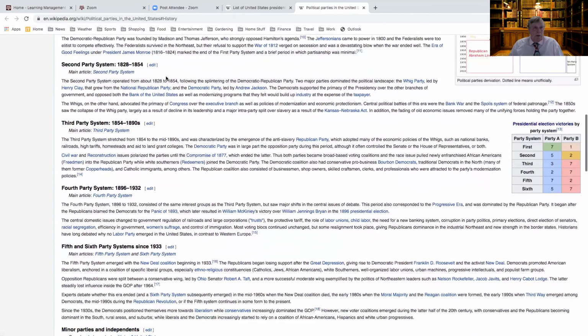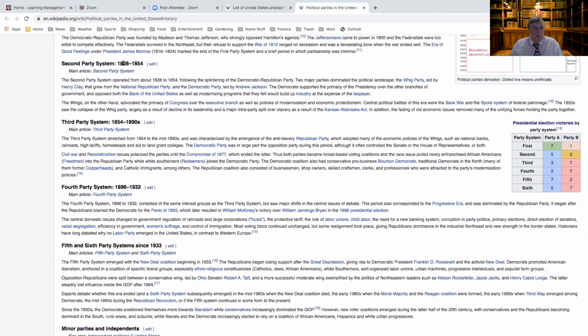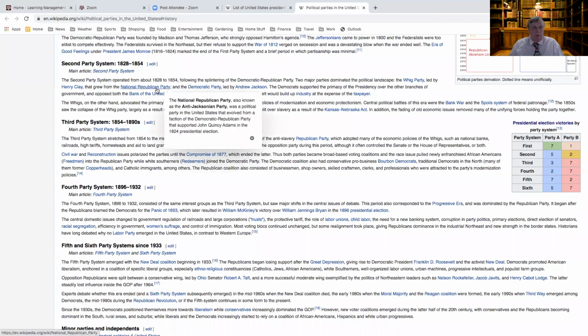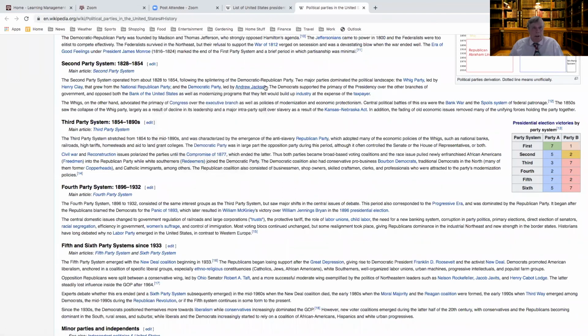The second party system, lasting from 1828 to 1854, followed the splintering of the Democratic Republican Party. You had the Whig Party, led by Henry Clay, that grew from the National Republican Party, and the Democratic Party of Andrew Jackson. So you had the Democrats and the Whigs.